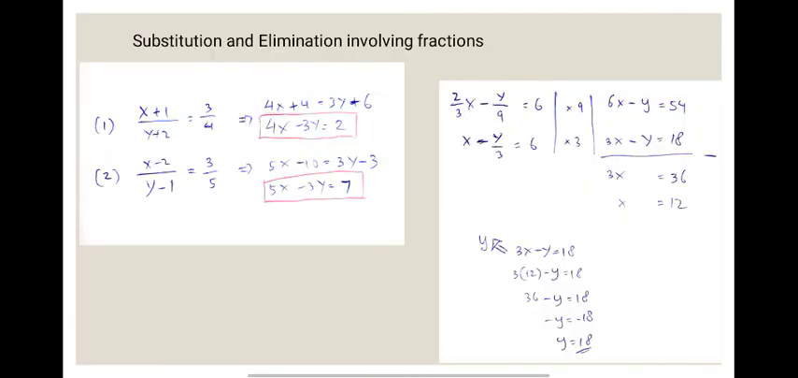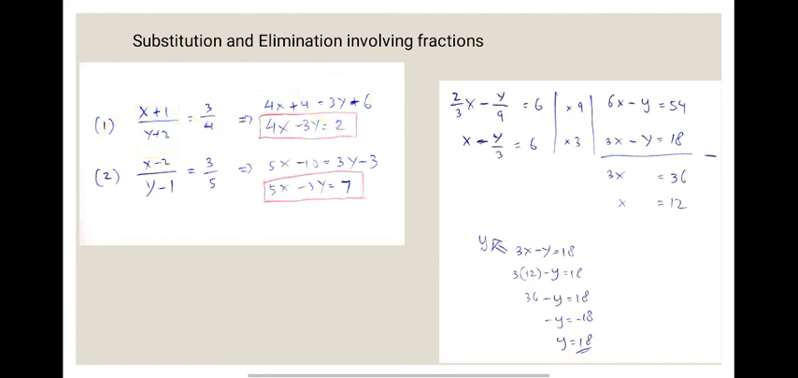Okay, and lastly, the questions that involve fractions. If you meet this type of question, you just cross multiply them. So 4 times x plus 1, so 4x plus 4, and then equals y plus 2 times 3, 3y plus 6.